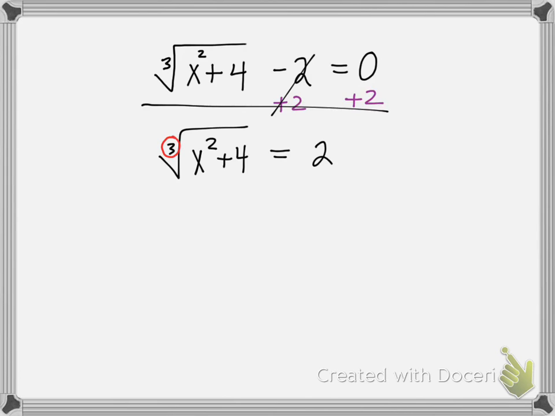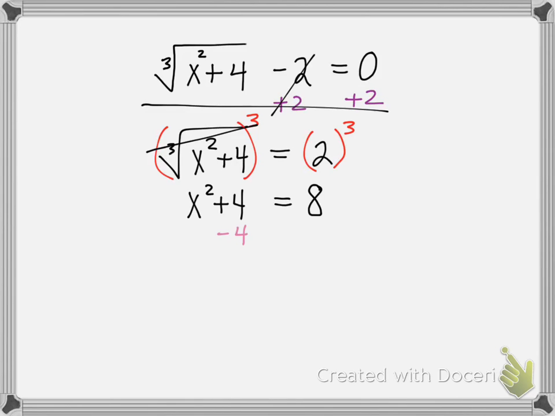Because this is the third root, the opposite of taking the third root of something is raising it to the third power. If we raise the left side to the third power, we have to raise the right side to the third power. So on the left side, we're just left with x squared plus 4, and on the right side, 2 to the third is 8. Now we're solving for x, and we're going to be isolating x by subtracting 4 from both sides.